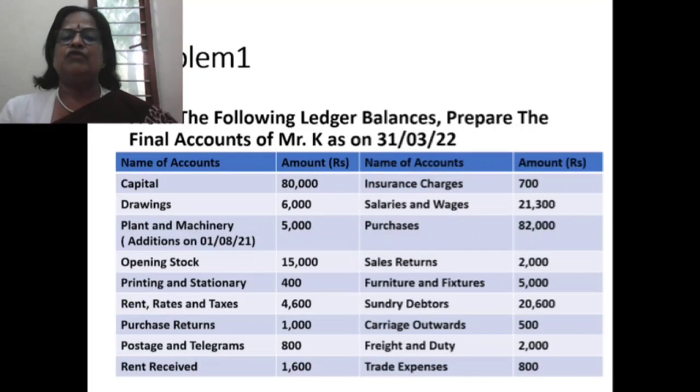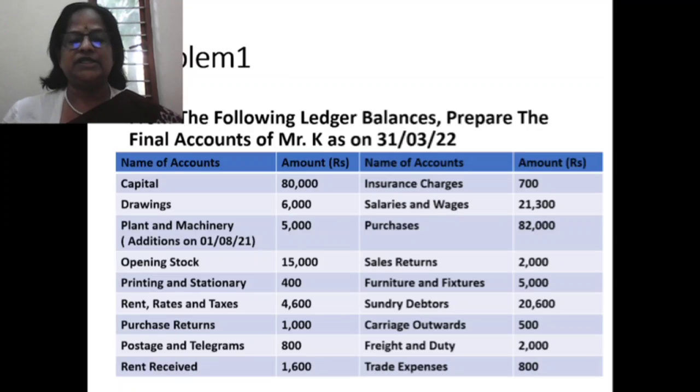So the first problem: from the following ledger balances, remember that it's not a trial balance, these are ledger balances. Prepare the final accounts of Mr. K as on 31/3/22. Capital 80,000, drawing 6,000, plant and machinery 5,000, that is the addition on 1st August 2021. Opening stock 15,000, printing and stationery 400, rent, rates and taxes 4,600, purchase returns 1,000. This you know that from purchases you have to subtract. Postage and telegrams 800, this is an expense for the profit and loss account. Rent received 1,600. Insurance charges 700.